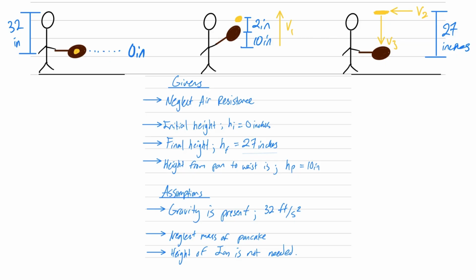Givens are: neglect air resistance; initial height, which is h equals 0; final height is h final equals 27 inches; and the height from the pan to the waist is hp equals 10 inches. Some assumptions we can use: gravity is present, which is 32 feet per second squared; we neglect the mass of the pancake; and the height of Ian is not needed. So those are the assumptions we can make when we're looking at the problem.